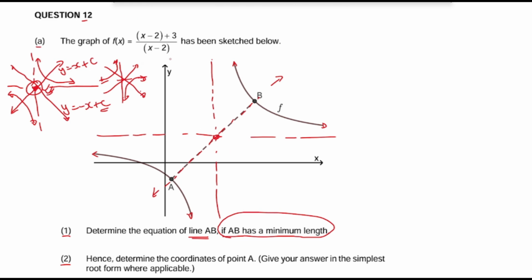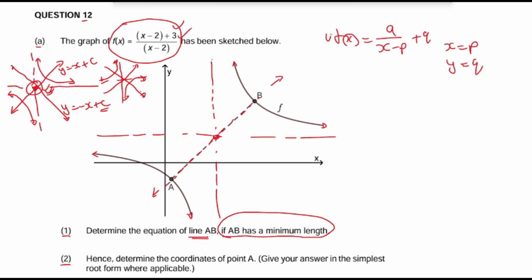So how can we do that? We have to write this equation in the form f of x is equal to a over x minus p, plus q. Remember, when it's like this, the vertical asymptote is x is equal to p, and the horizontal asymptote is y is equal to q, isn't it? So how can we write this equation in this form? We can split the fraction. How do we split the fraction?